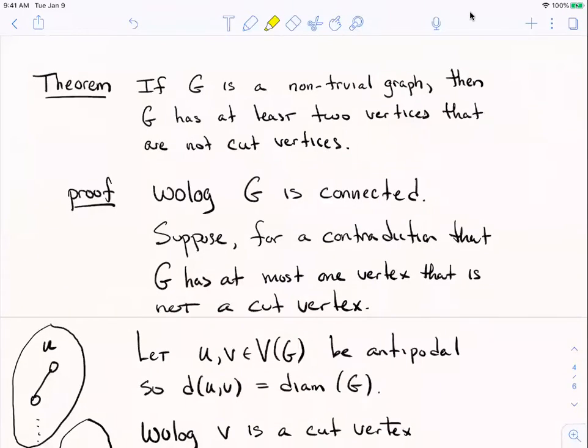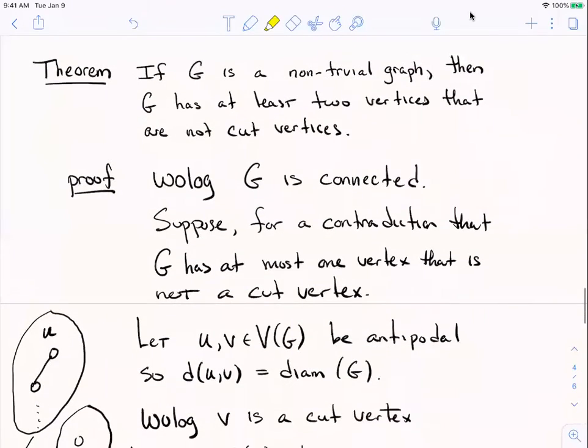Let's walk through this proof, and you can ask me about the details when we meet. First of all, without loss of generality, that's what my WLOG means, I'm going to assume G is connected. If G is not connected, then I'll just apply the construction below to a connected component of it. So I might as well assume my graph is connected.